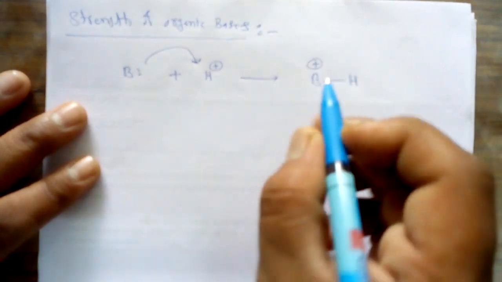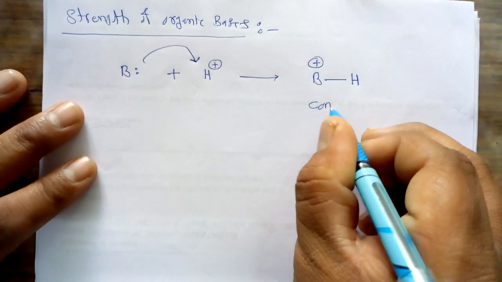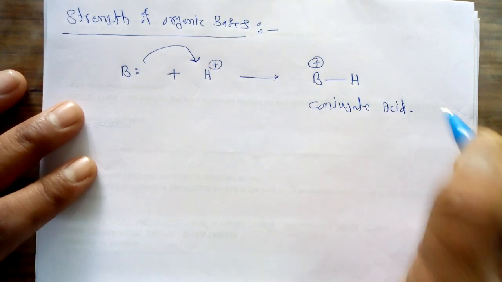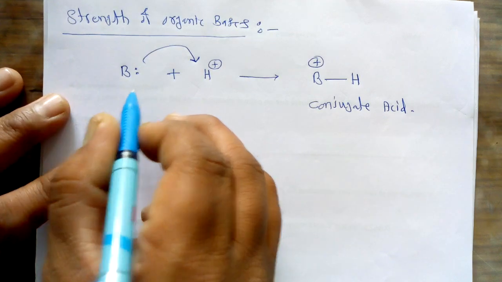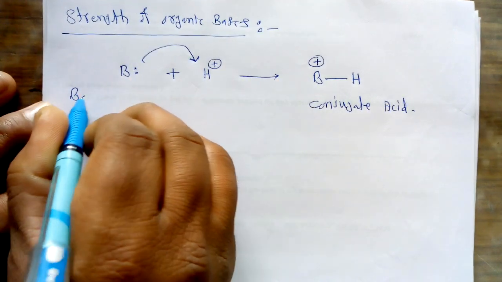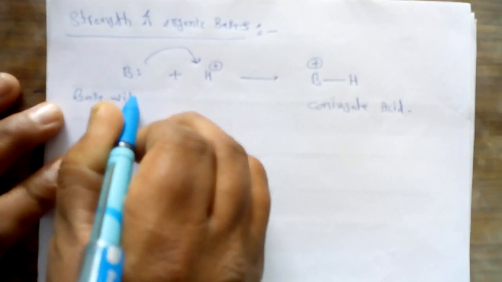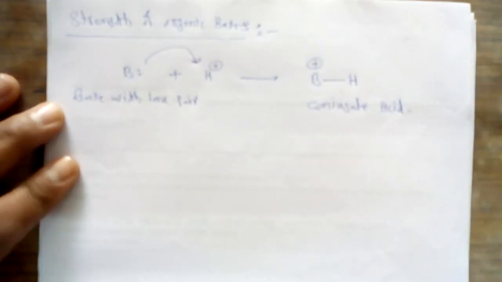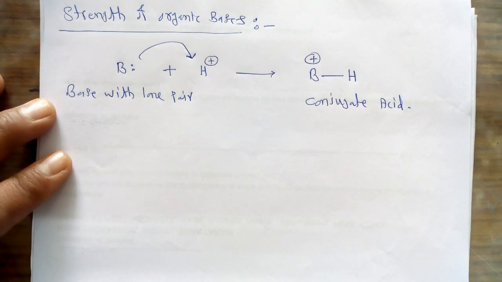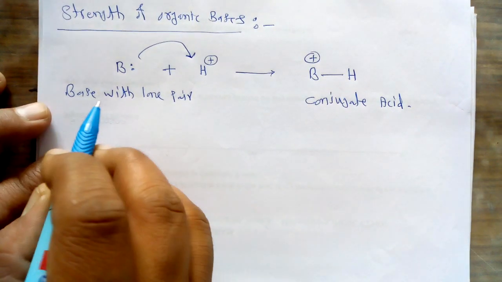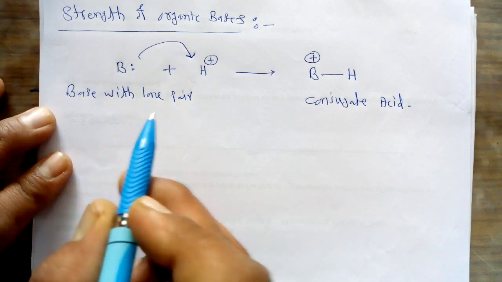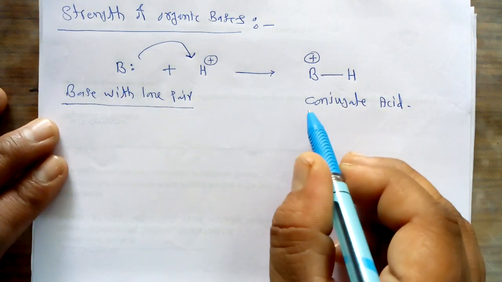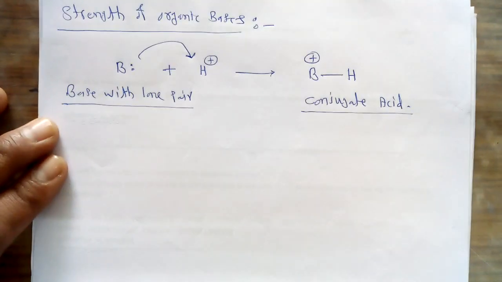That's why this is called the conjugate acid, while this is called the base with lone pair. So this is the first definition of a base: the substance which donates a pair of electrons to H plus is called a base, and after donation of this lone pair it forms the conjugate acid.